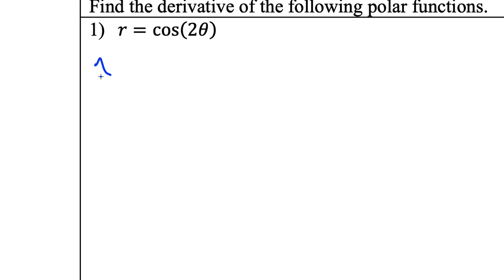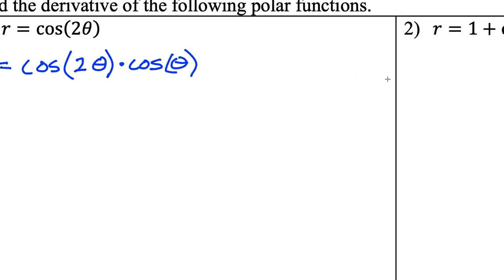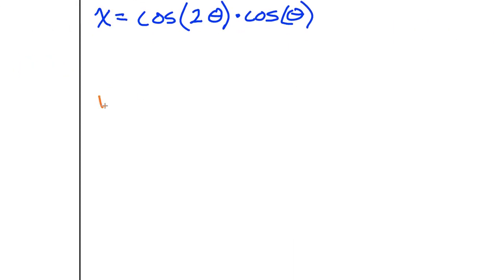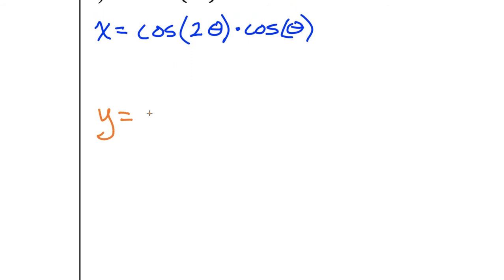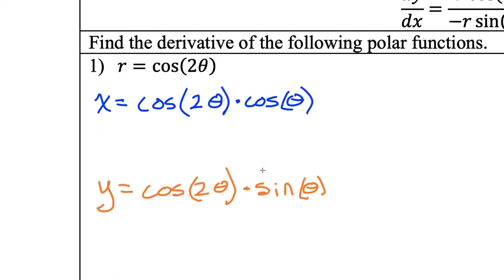All right, so first we're finding x. X is equal to this thing times cosine. So it's going to be cosine of 2 theta times cosine of theta. And then I'm going to leave some room, or maybe I can do it off to the right. And then, what is y? Y is the same thing. It's cosine of 2 theta, but instead of multiplying by cosine of theta, I'm multiplying by sine of theta. That's the only difference between x and y. One is with cosine, one is with sine.